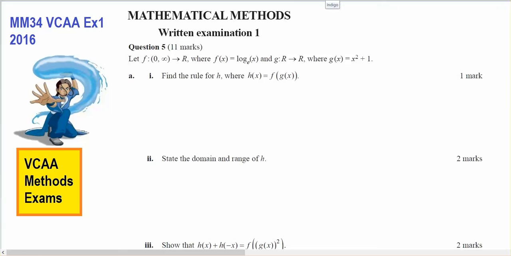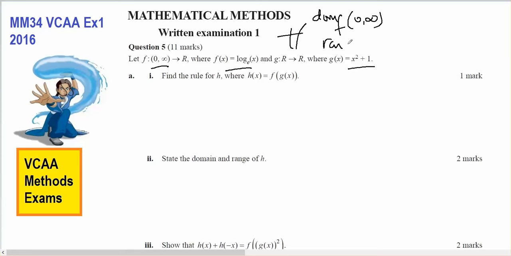This is for Year 12 Methods. It's 2016 Exam 1, question number 5. So, f has a restricted domain, so it's a logarithm. G has all real numbers and it's a parabola. So the domain of f is 0 to infinity, and the range of f, well, f looks like that.